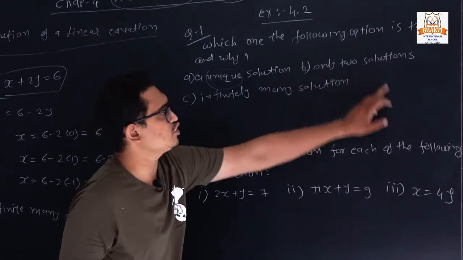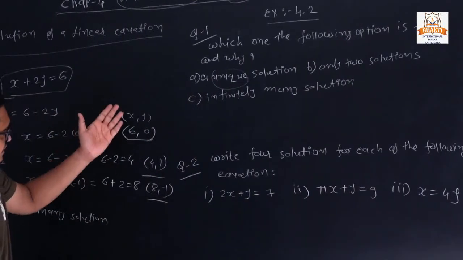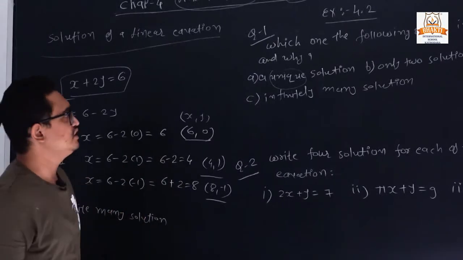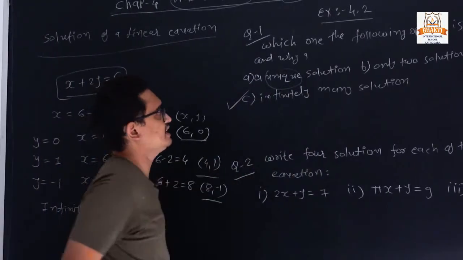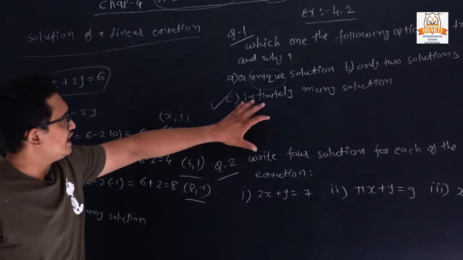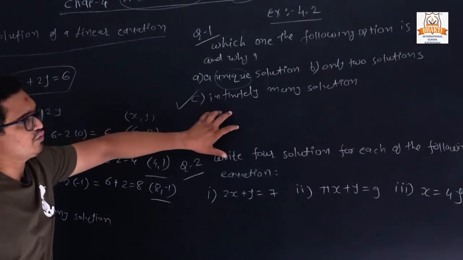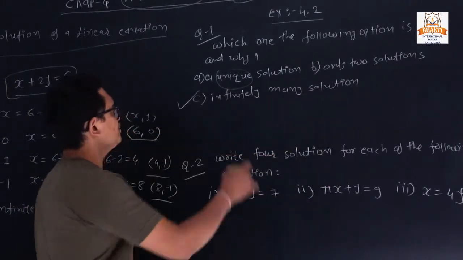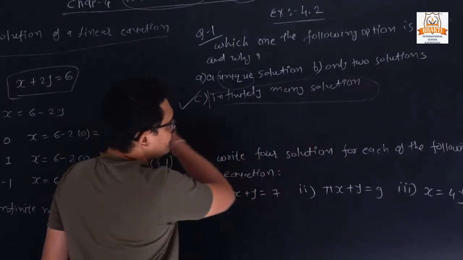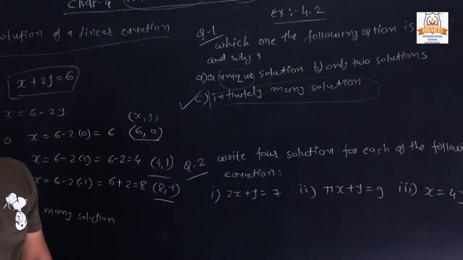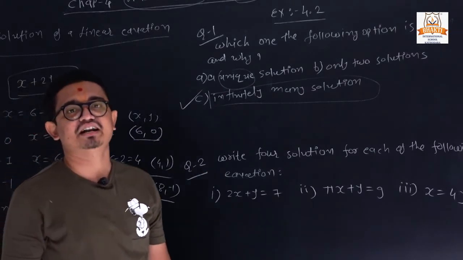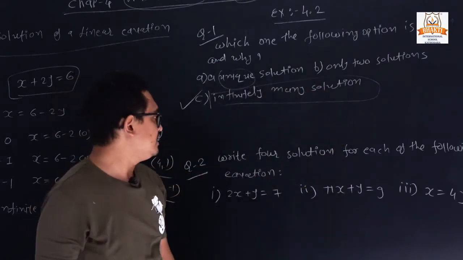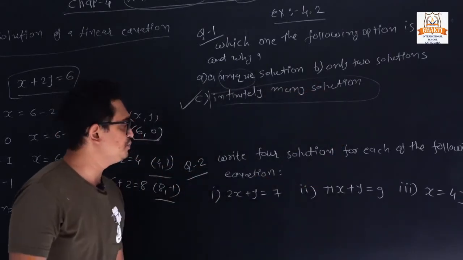Second, only 2 solutions. See that here we have a number of solutions. So no, it is not exactly 2 solutions. So option C is right: any linear equation with 2 variables has infinitely many solutions. So you need to remember that. Now next, question 2.